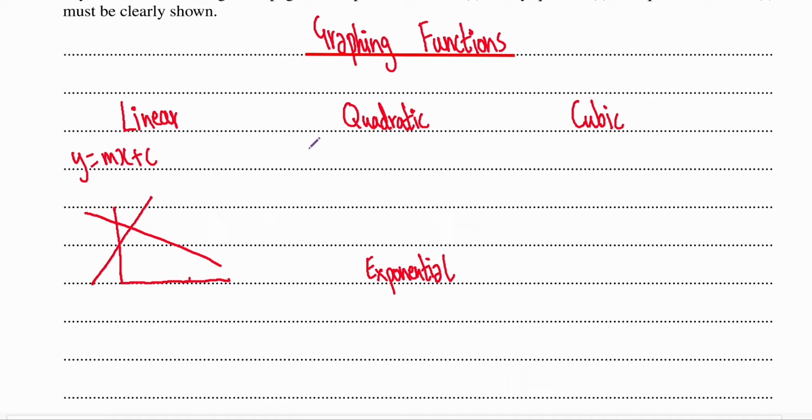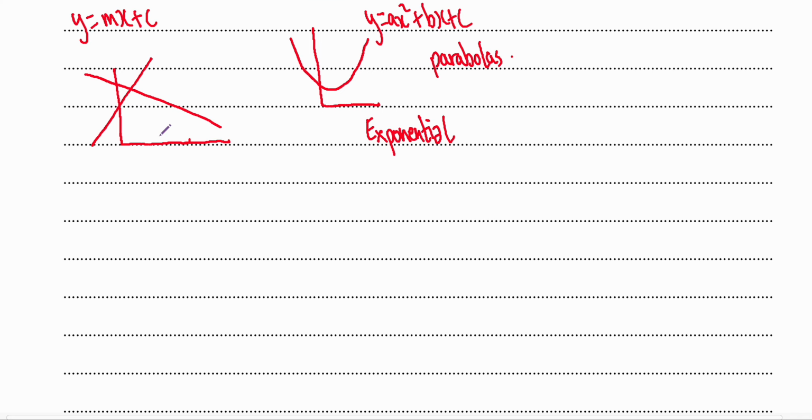Quadratic. These are very common as well. So usually they're in the form y is equal to ax squared plus bx plus c. And if ax squared, if this term right here is positive, so if a is positive, then our curve will look something like a U shape. These are called parabolas. So you can write that down if you want. These are called parabolas. And if a is negative, then it looks something like this.